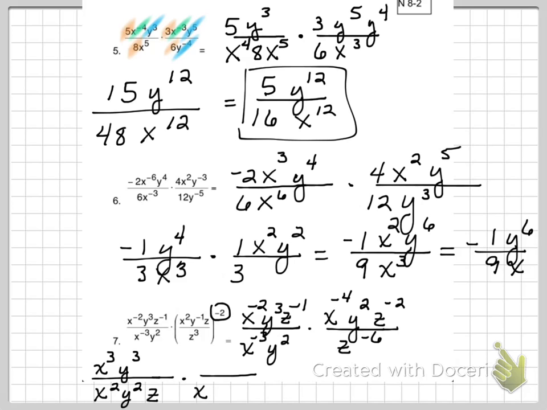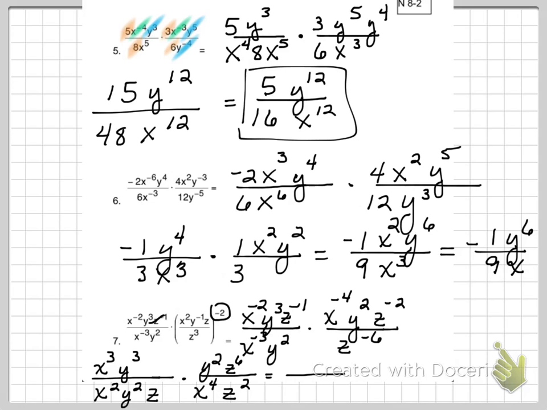x to the negative 4 goes down, becomes x to the positive 4. Y squared stays where it is. Z to the negative 2 becomes z squared in the denominator. And z to the negative 6 becomes z to the 6th in the numerator. Now we have to multiply straight across.